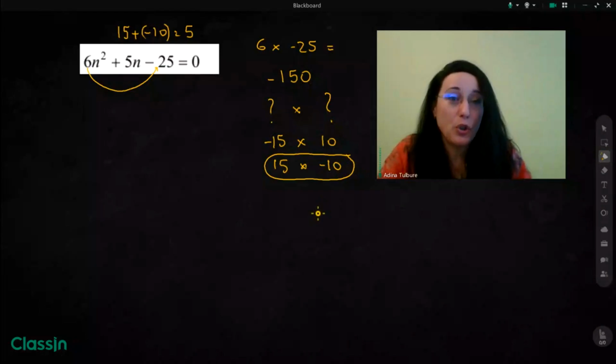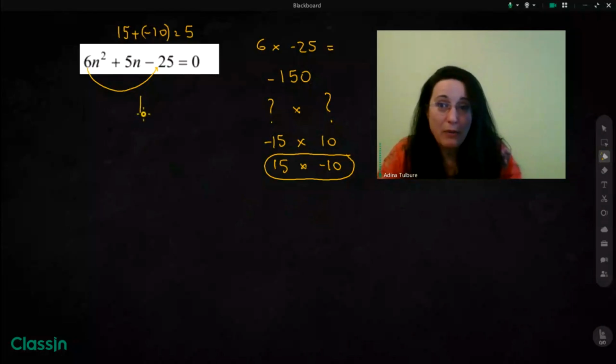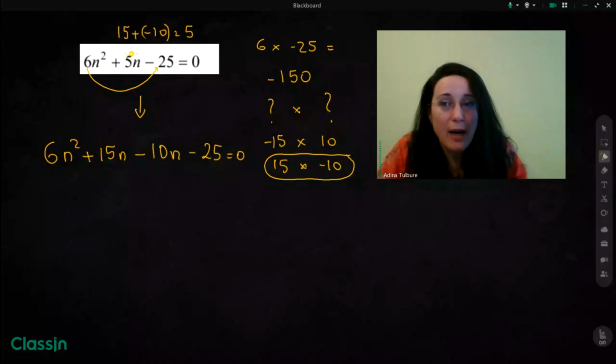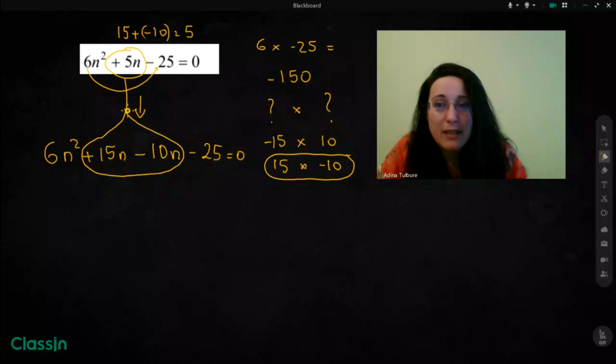Now I'm going to use this pair of numbers to rewrite my equation. So I will rewrite this and prepare it for factorizing, okay? I will rewrite it as 6n squared plus 15n minus 10n, then minus 25 equals 0. So you see how I converted this. I have rewritten this as this. You see?